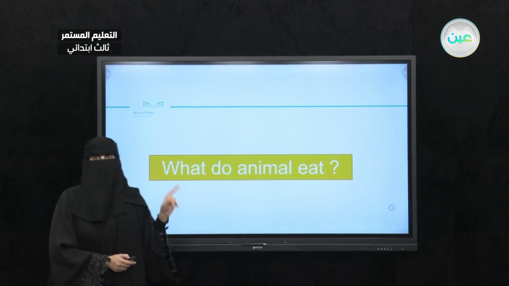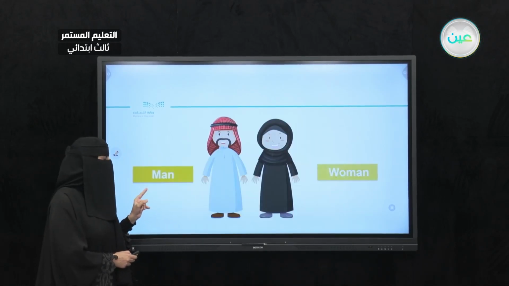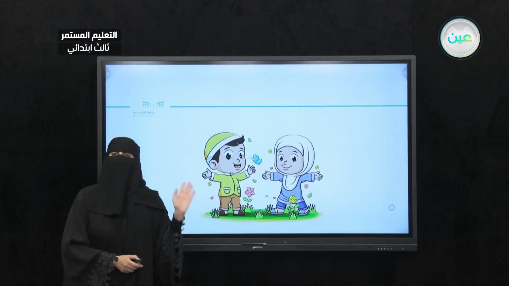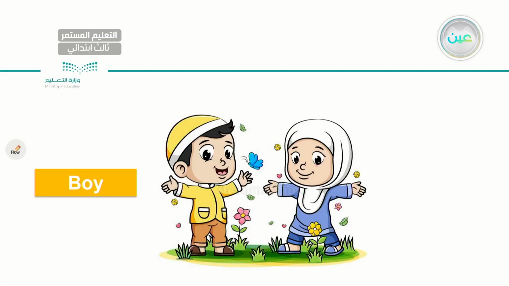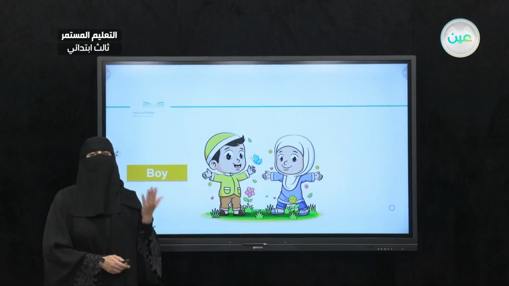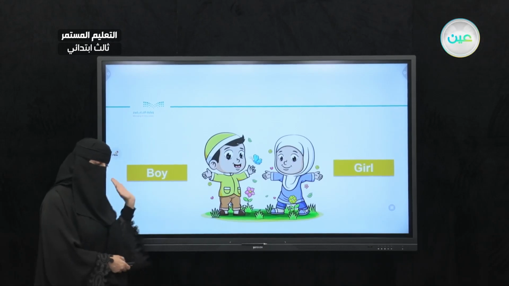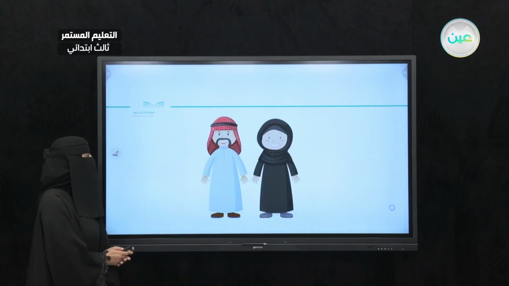But before we go to this one, I need to go back to check with the opposite one more time, starting from the beginning. Here, let's take them one by one. To your left, I have a boy. So what's the opposite of boy, my dear student? The opposite is a girl. Very good. So I have a boy and I have a girl. Let's go to the next one.